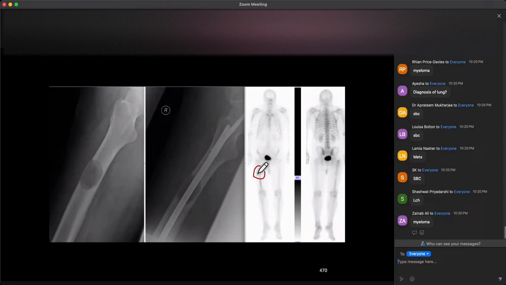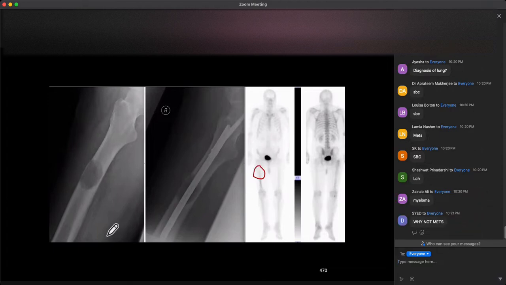Okay, so the diagnosis here is multiple myeloma. The fact that it's cold on the bone scan means that this is likely to be multiple myeloma. So you can give the clinician a specific diagnosis.